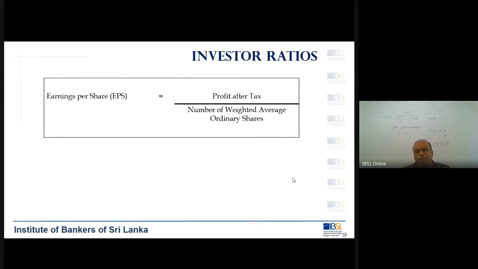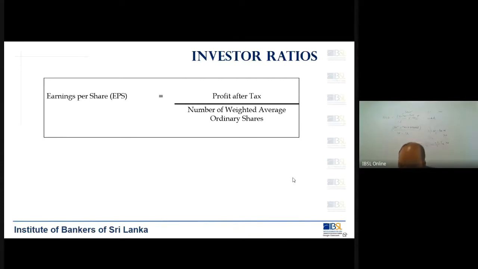Now, earnings per share. You have a business in which shareholders have put money, so they have bought shares from you. And in return, what do you give? You give them the dividend. But for somebody to come and invest in your business, they need to know how much earning you make per share invested by them. So that is known as earnings per share.